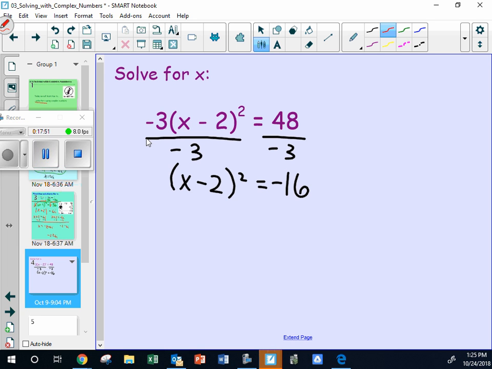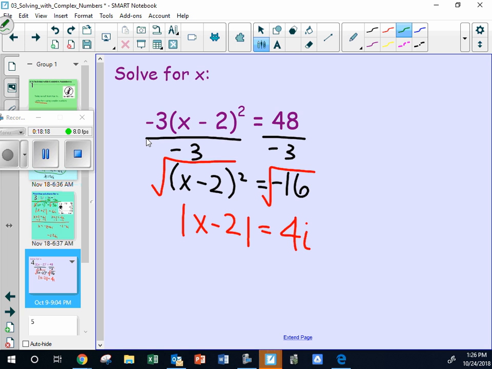Someone else tell me what was their next step. Yes. Put square roots around both sides so you get an absolute value of x minus 2, and then equals. All right, so we took the square root of both sides. We have our x minus 2 in absolute values. And over here on the right, you said 4i. There we go.